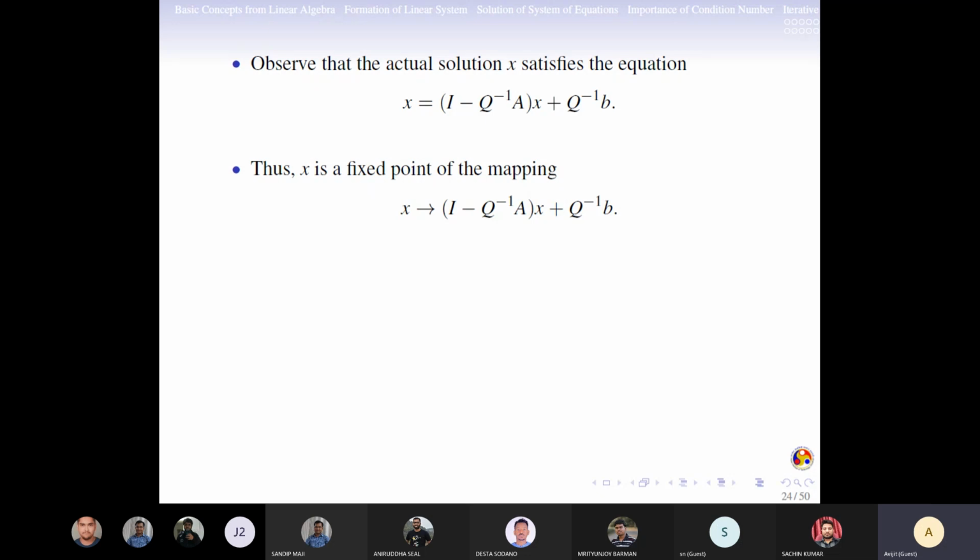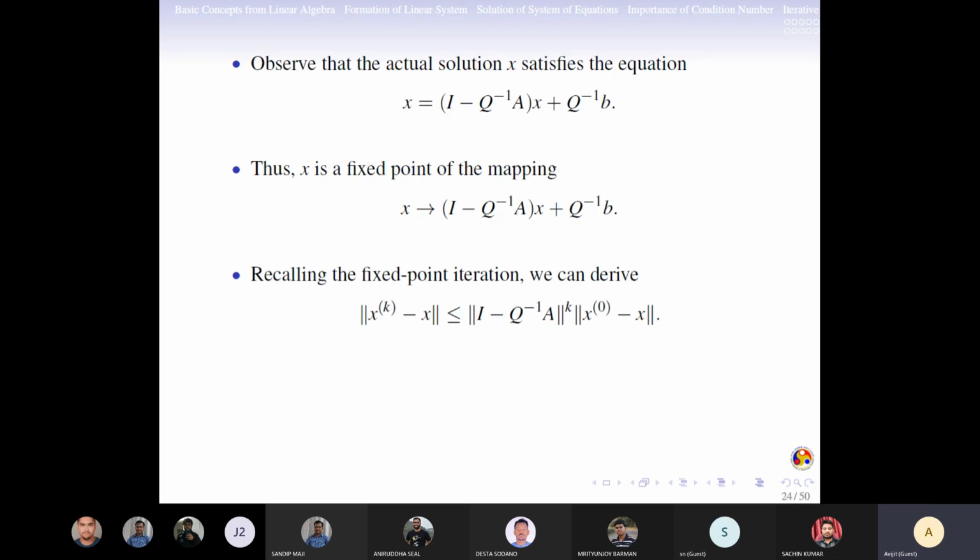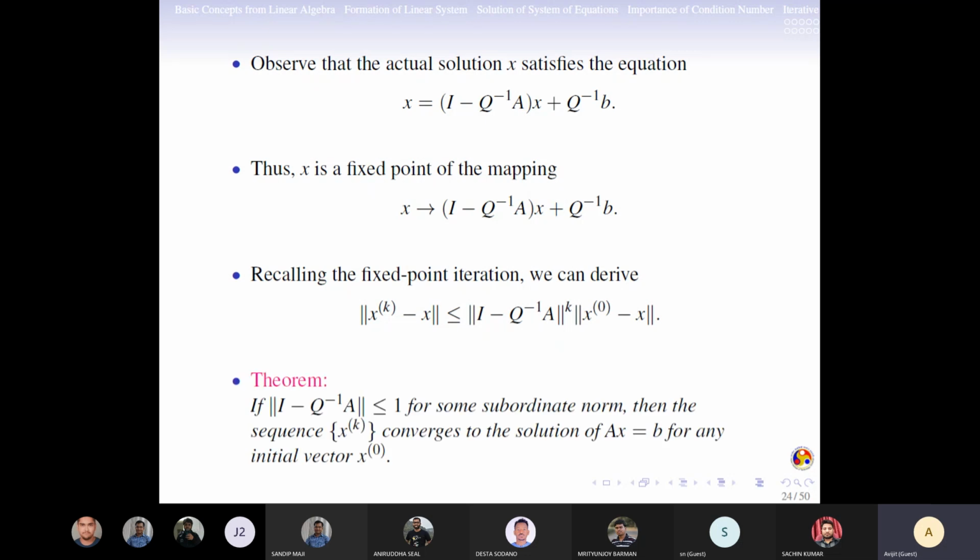So if you relate this iteration process with the fixed point iteration, then what will you get? You will get that the norm of xk minus x, this is the error, is less than or equal to the norm of I minus q inverse a to the power k, times the norm of x naught minus x. So basically it should be less than 1, so that it can converge. And this is the theorem: if the norm of I minus q inverse a is less than 1 for some subordinate norm, then the sequence xk converges to the solution of ax equal to b for any initial vector x naught. This is the basic concept of some iterative methods.